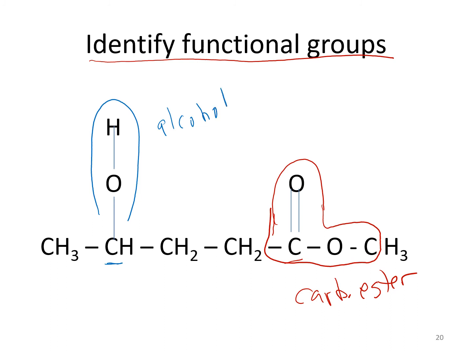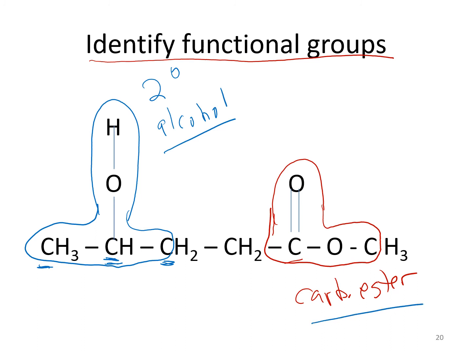Then I want to determine with the alcohols if it's primary, secondary, or tertiary. So I'm going to look at how many carbons the one that's attached to the hydroxyl is directly attached to. I'm circling all of that. This carbon here is attached to two other carbons. That makes this a secondary alcohol. So those are my two functional groups in this compound: I have a secondary alcohol and a carboxylic ester.